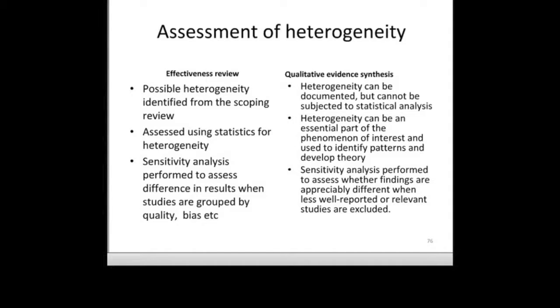Both strands engage in the assessment of heterogeneity. In effectiveness reviews, we look at what happens when we remove low quality articles from our pile, and we evaluate whether it changes the effectiveness measure or the overall outcome at all. We adopt the same logic in qualitative evidence synthesis in the sense that for a sensitivity analysis, we remove all the findings generated from low methodologically quality articles, and we try to evaluate whether that changes our theory or whether that changes our line of argument at all. It's some sort of a test that we incorporate in our reviews to see what the effect of low versus high quality studies is.